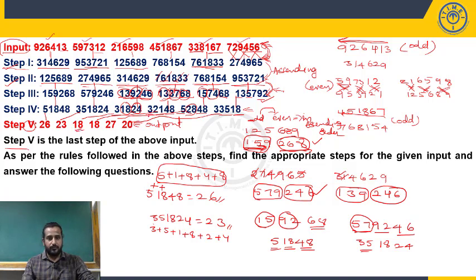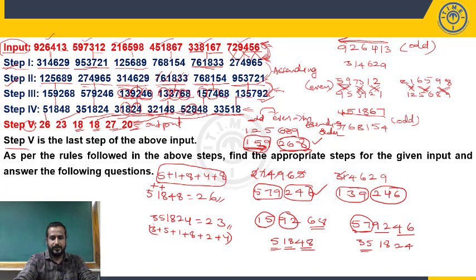Next, 3 plus 2 is 5, plus 1 is 6, plus 4 is 10, plus 8 is 18, perfectly matching. Next, 5 plus 2 is 7, plus 8 is 15, plus 4 is 19, plus 8 is 27. 3 plus 3 is 6, plus 5 is 11, plus 1 is 12, plus 8 is 20. So, sum of the digits. So, these are all the 5 logics from input to step 1, step 1 to step 2, step 2 to step 3, step 3 to step 4 and step 4 to step 5, which is nothing but the output. I hope it is clear, right?